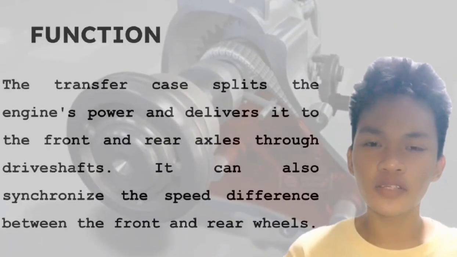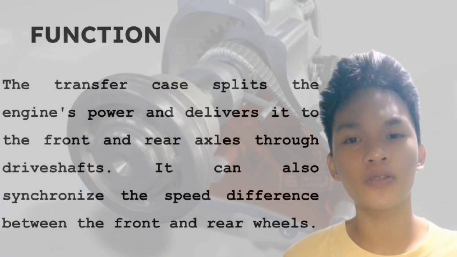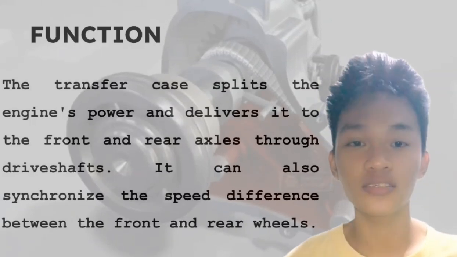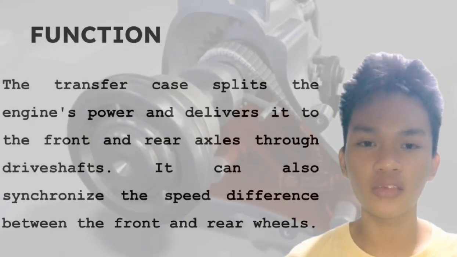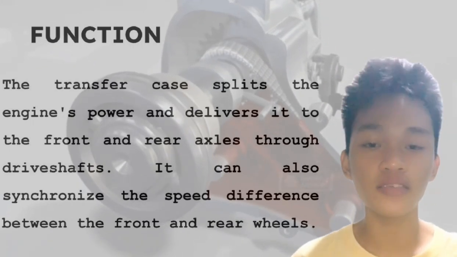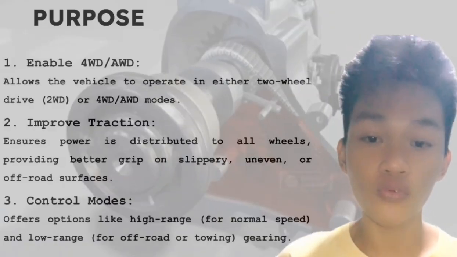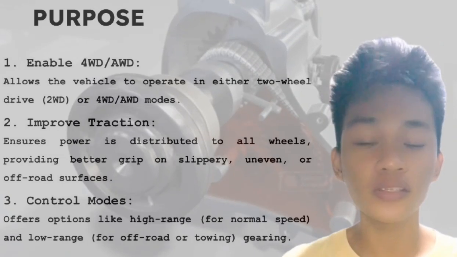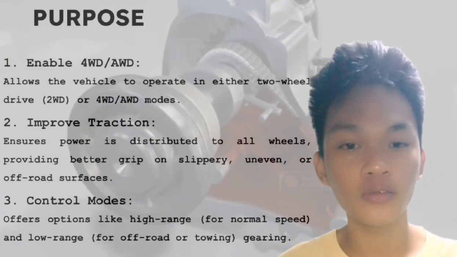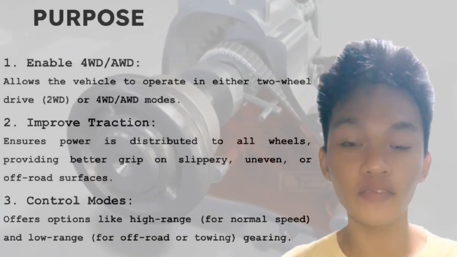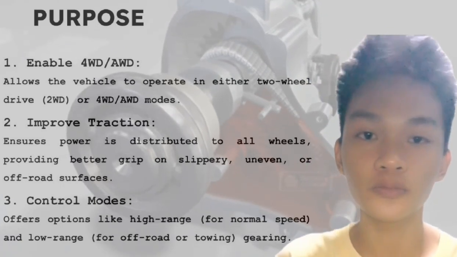Now, the function. The transfer case splits the engine's power and delivers it to the front and rear axles through drive shafts. It can also synchronize the speed difference between the front and rear wheels. Its purposes are: number one, it enables four-wheel drive or all-wheel drive, where it allows the vehicle to operate in either two-wheel drive or four-wheel drive or all-wheel drive modes.